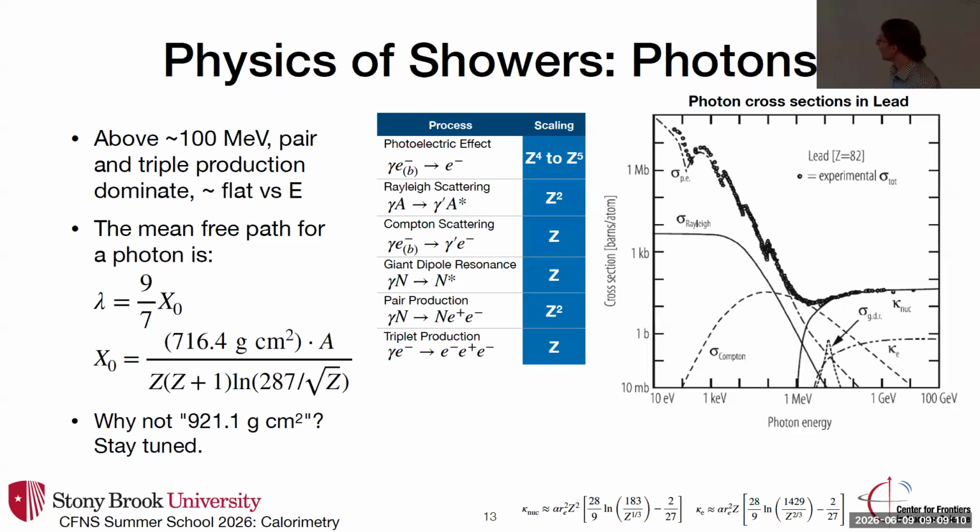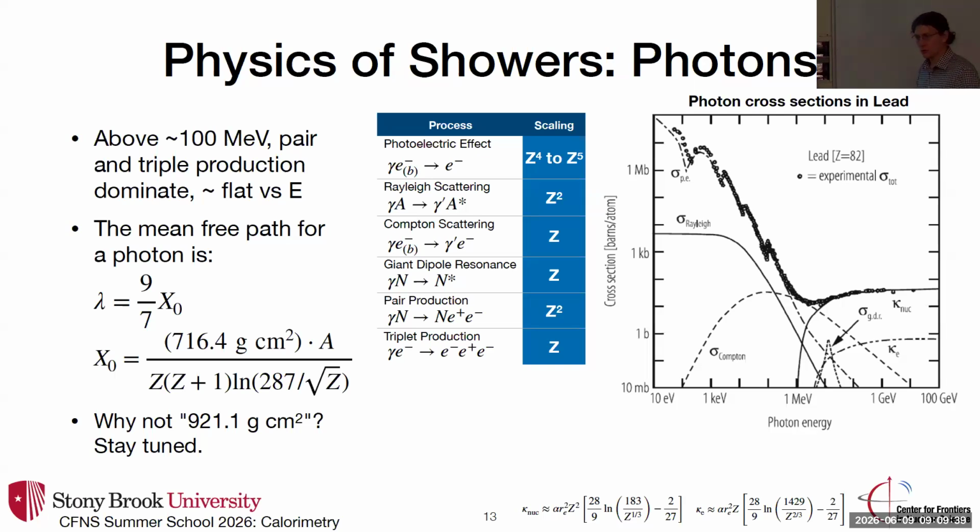The first thing I want to talk about is photons. When photons interact with matter, there's a variety of things they can do as a function of the energy. So here we have the photon energy from 10 eV to 100 GeV, and then the cross section for various processes, and I put them in this fun little table. Above 100 MeV, the dominant one is this kappa nuke, which is pair production. And then underneath it at high energy is kappa E, which is triplet production.